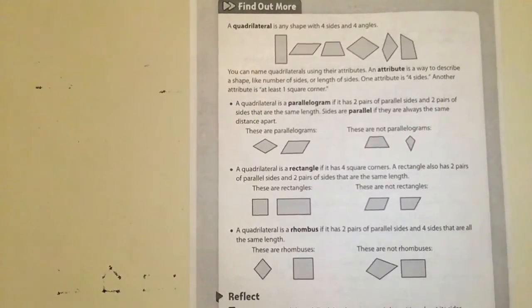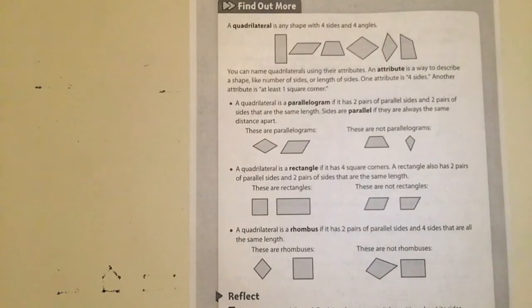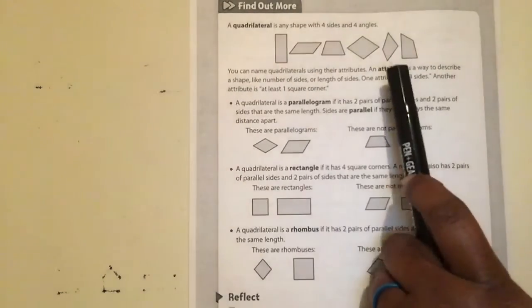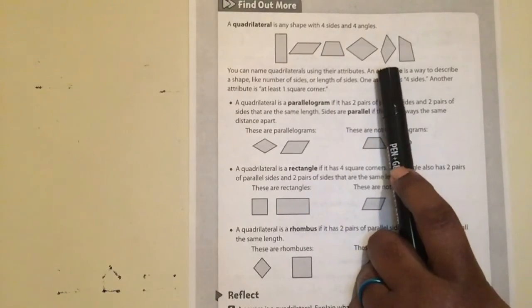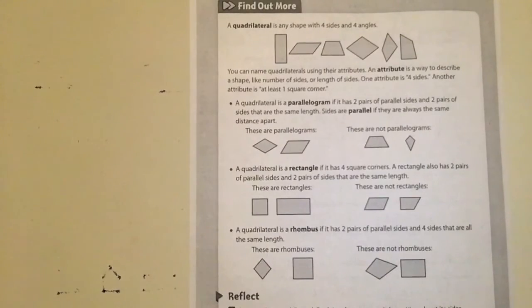Just to review, we know that a quadrilateral is any shape that has 4 sides and 4 angles. Y'all look at all of the different shapes that can be quadrilaterals. So it's not just a rectangle and a rhombus, but any shape that has 4 sides is considered a quadrilateral. You can name quadrilaterals by their attributes. An attribute, look at that bold word because the author wants it to stick out to you. This is a nonfiction text we're reading because this is our math workbook. So we have all of the nonfiction text features that we would normally see in nonfiction text.